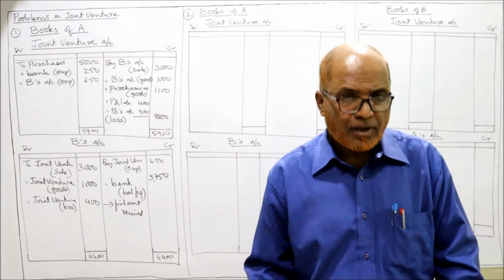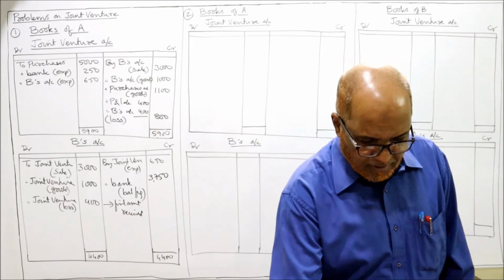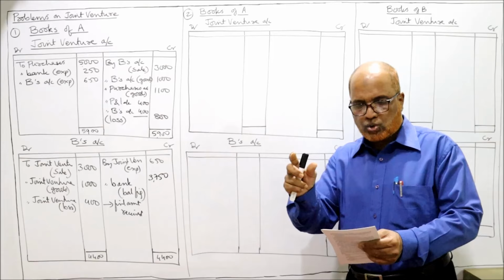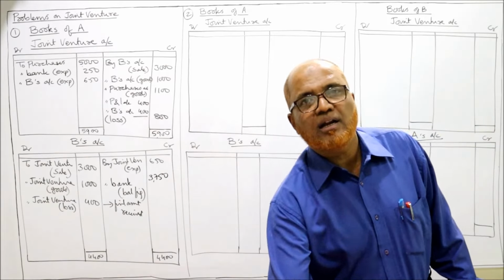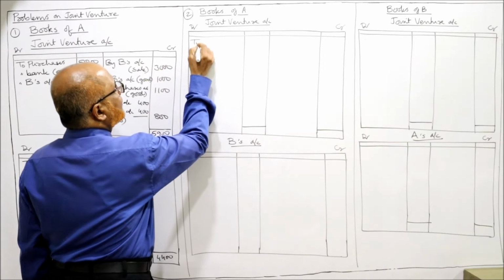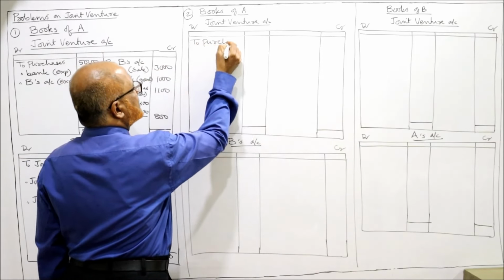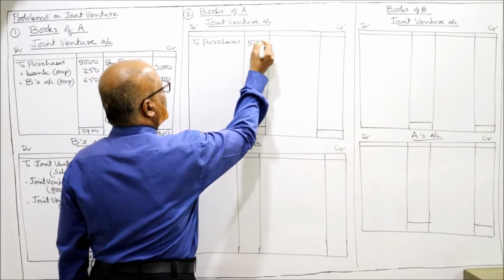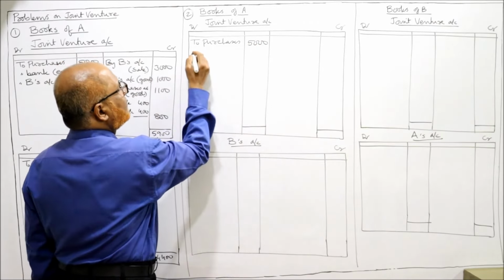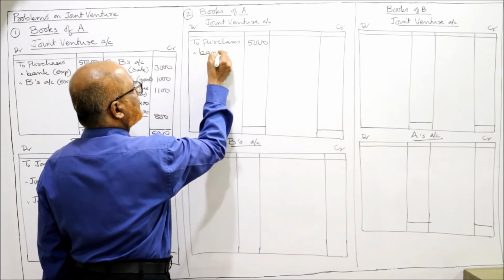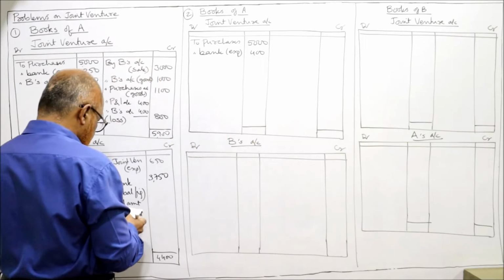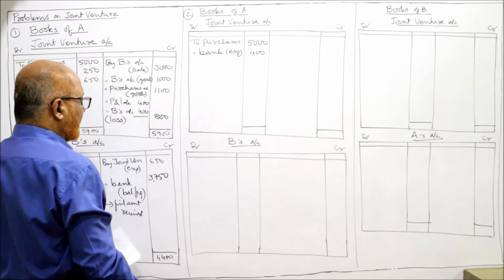So first entry, when the goods are supplied by A, A supplies goods to the value of 5,000. Entry will be joint venture account debit to purchases. Here I am writing to purchases 5,000. Then incurs expenses of rupees 400. The joint venture account debit to bank, expenses 400. And B supplies goods to the value of 4,000.